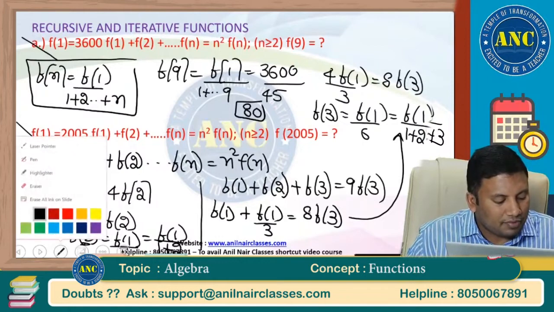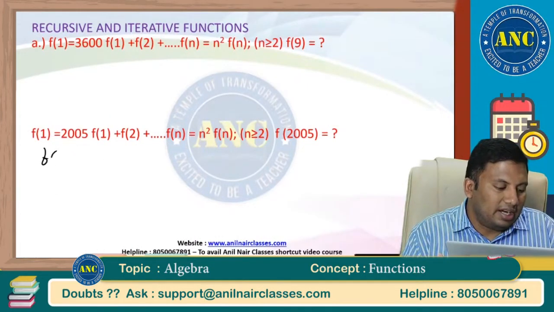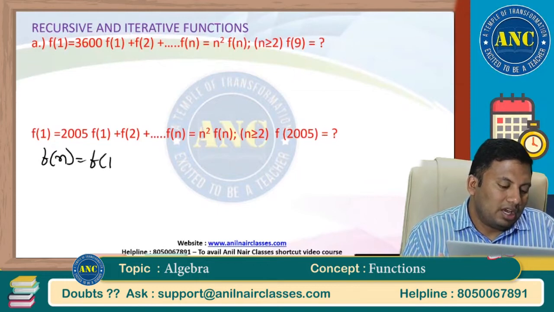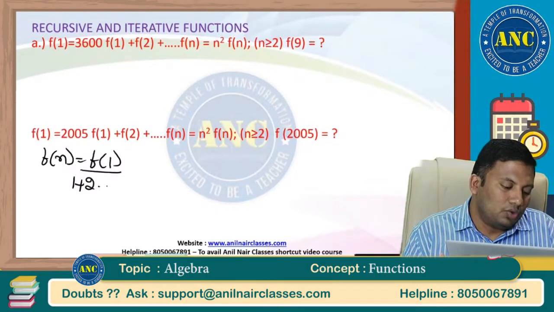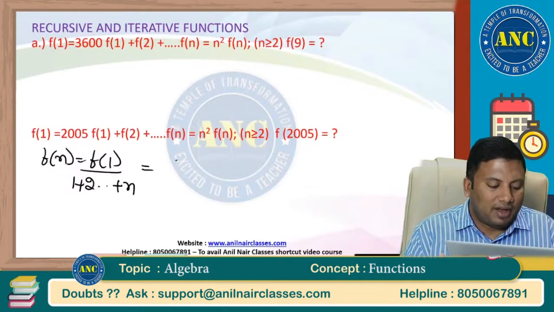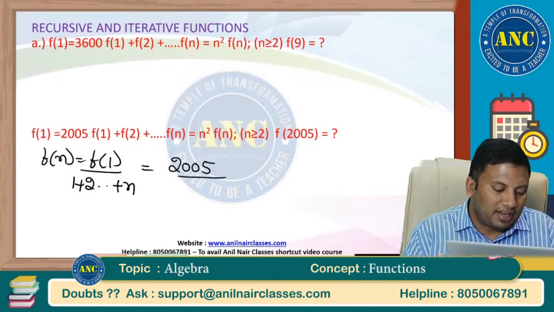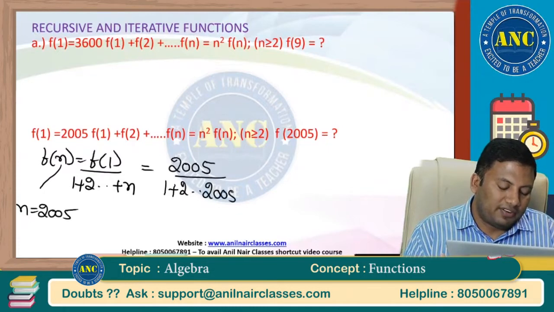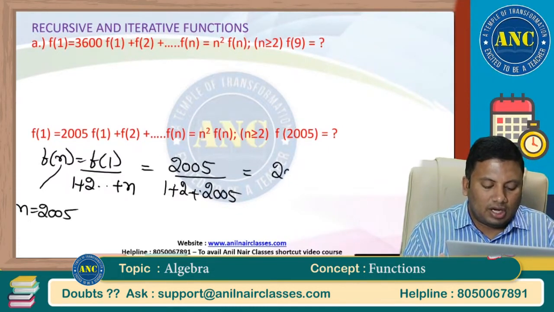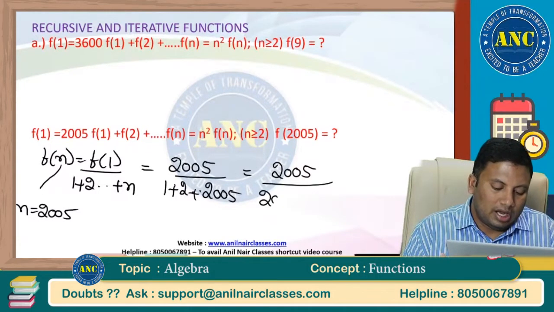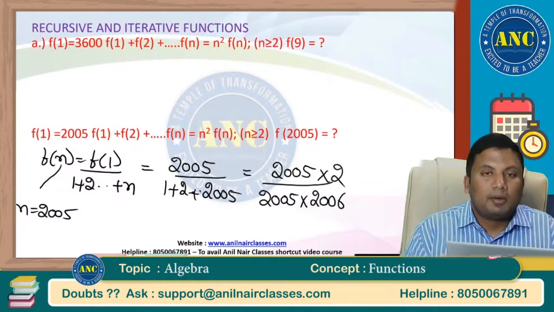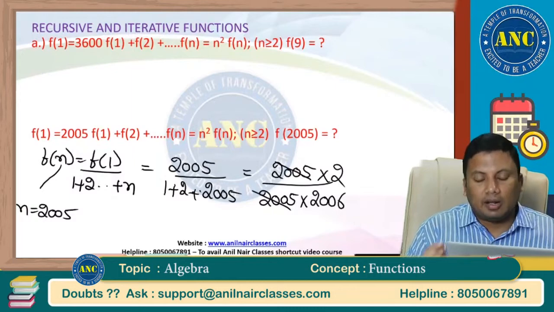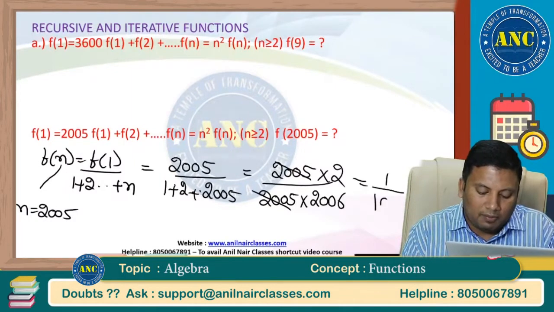Second one, what is the idea we got? F of n equivalent to f of 1 by 1 plus 2 and so on up to n. F of 1 value is given by 2005. N value here he gave it as 2005. So these are nothing but 1 plus 2 till 2005. Summation of first n natural numbers is n into n plus 1 by 2. 2005 into 2006 by 2. By 2, denominator by denominator, it comes in the numerator. Answer is 1 by 1003.